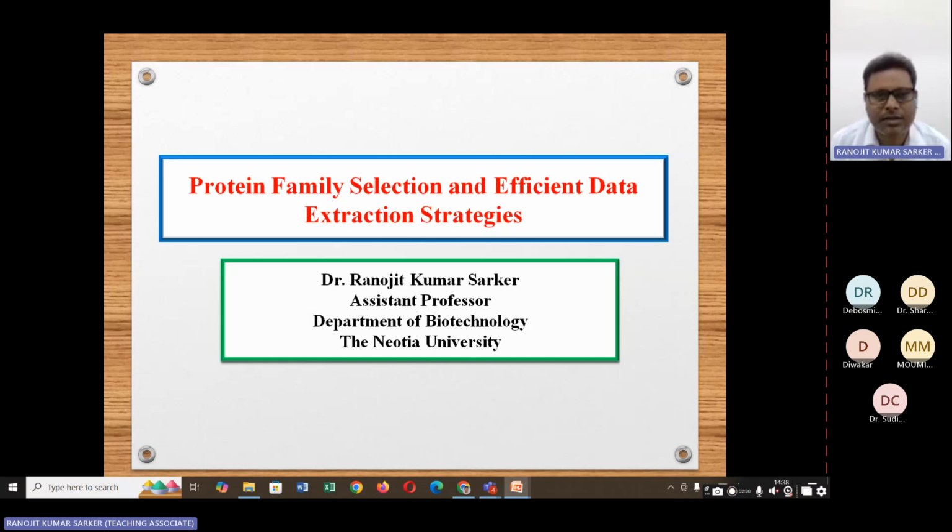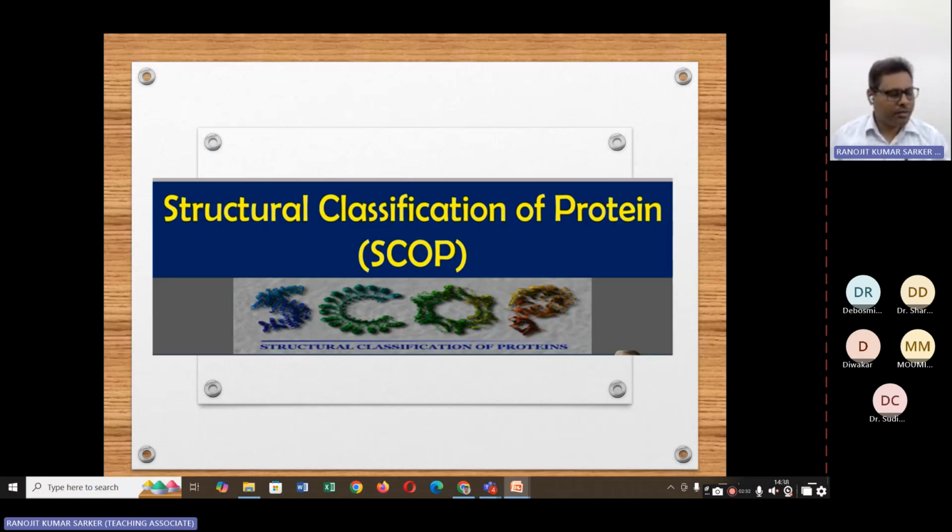Okay. So let's start today's session. Now, you know about secondary databases. Last day itself, we talked about how databases are of two types, basically primary and secondary resources. The primary resources we discussed yesterday, that is, UniProt and PDB are the classical examples of primary resources.